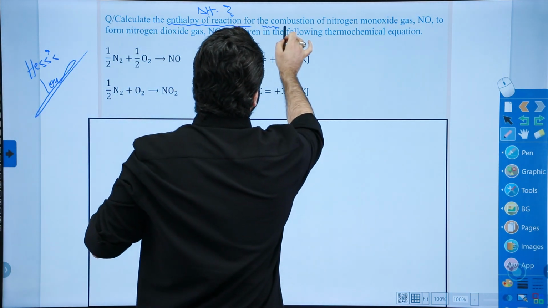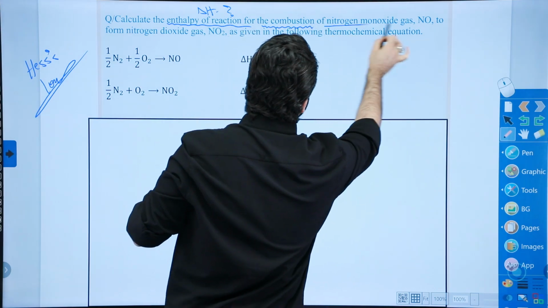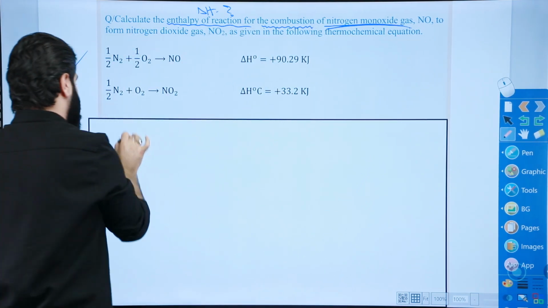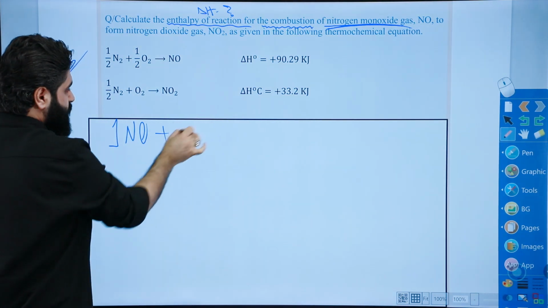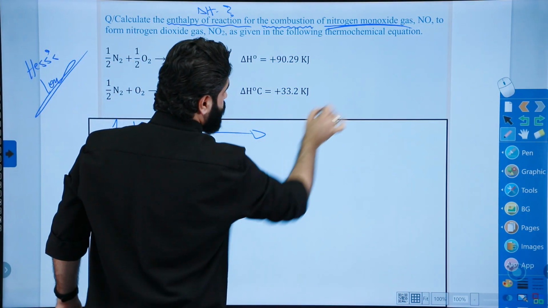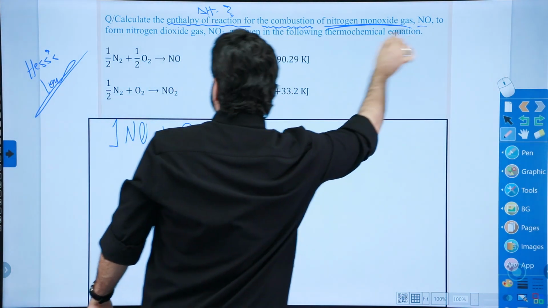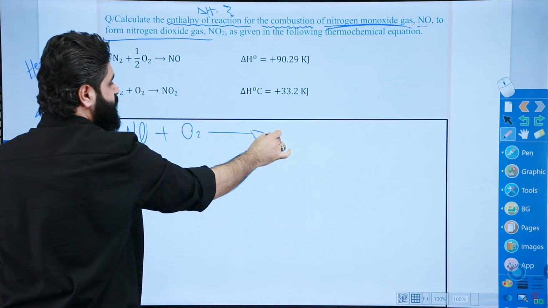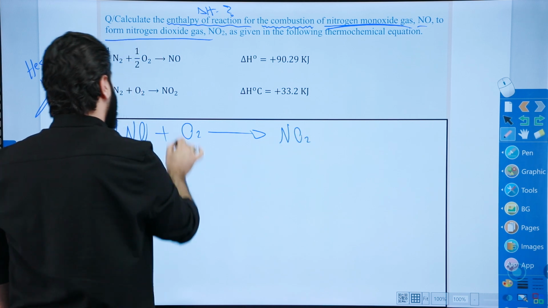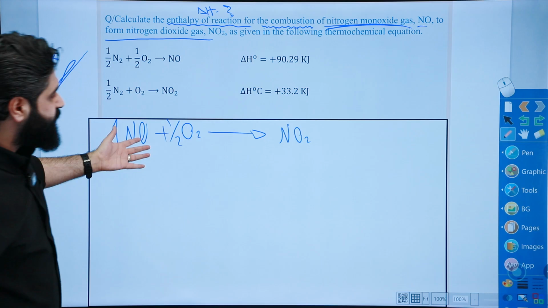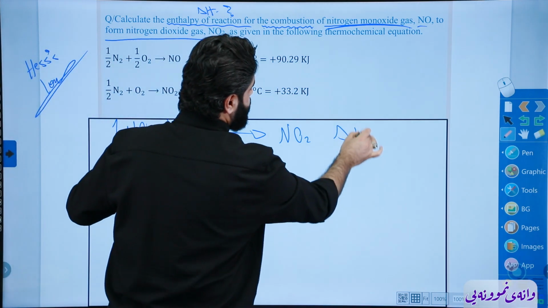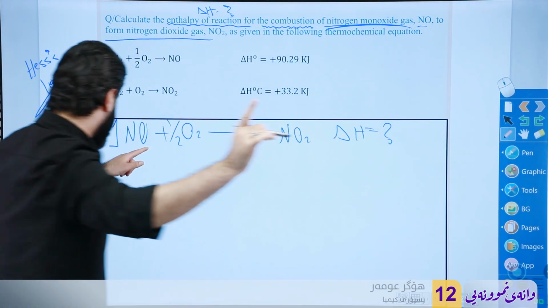Look, the question said combustion of nitrogen monoxide. How to write combustion of nitrogen monoxide? 1 mole of the substance plus O2 to form nitrogen dioxide gas, NO2. And then it must be balanced. Now it's balanced, okay? Let's find out the value of delta H for this equation. Look at this.